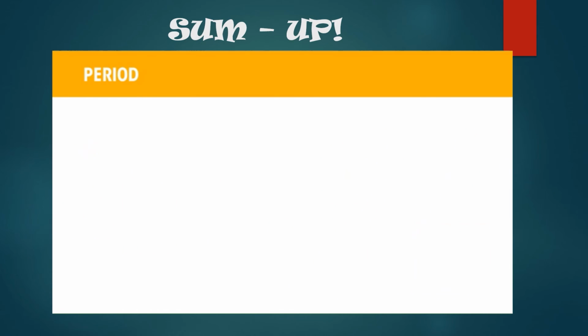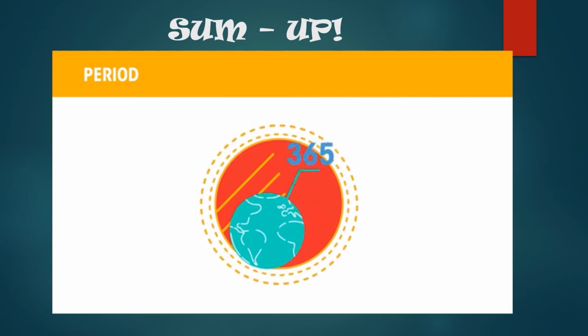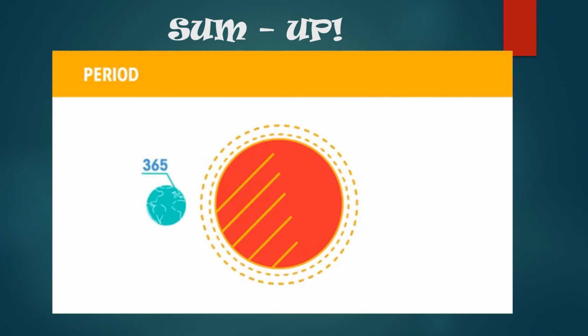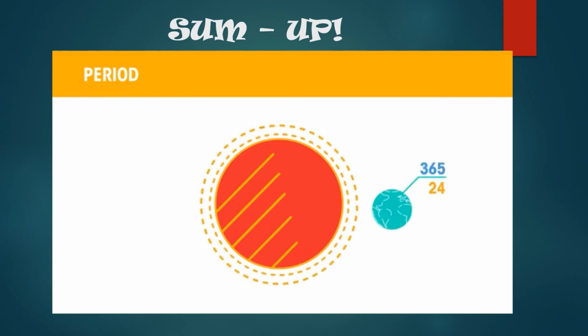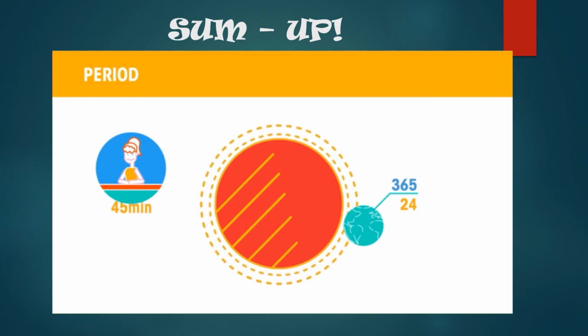When something happens repeatedly, we say that the event is periodic and refer to the time for the event to repeat itself. The period of the Earth to orbit the Sun is 365 days. The period of a day is 24 hours. The period of a typical class at school is 45 minutes.